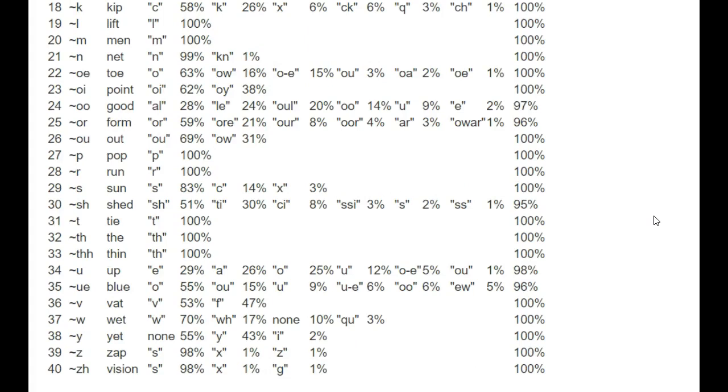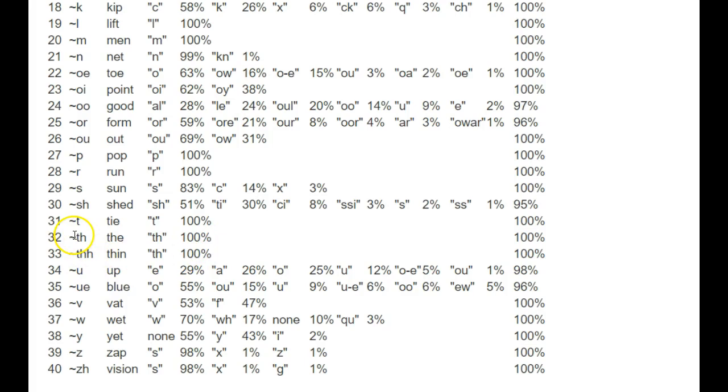Alright, so there's all 40 of them, and you can also see again the percentiles at which traditional spelling forms are more important than other ones. The consonants are far more consistent than the vowels.